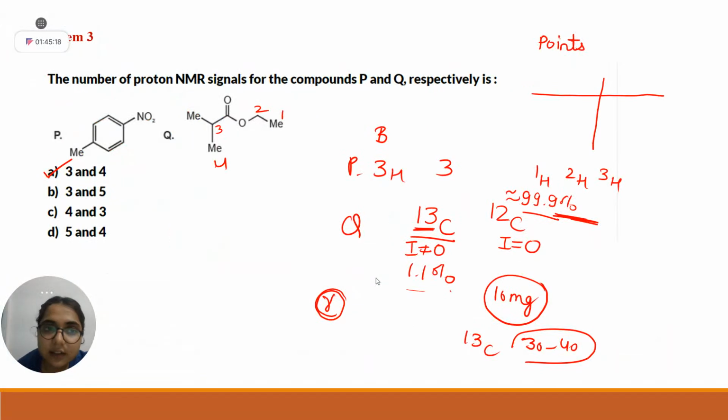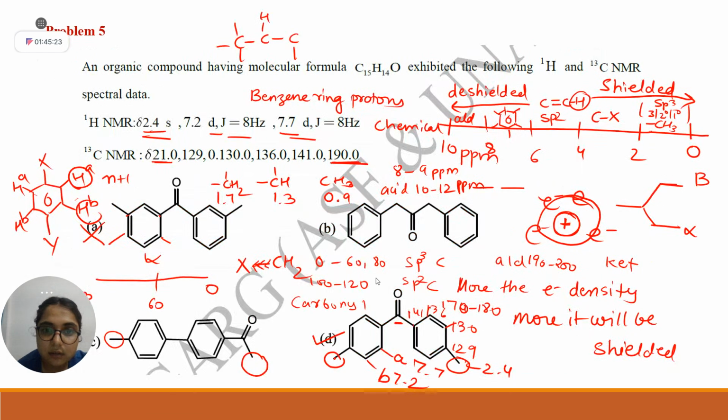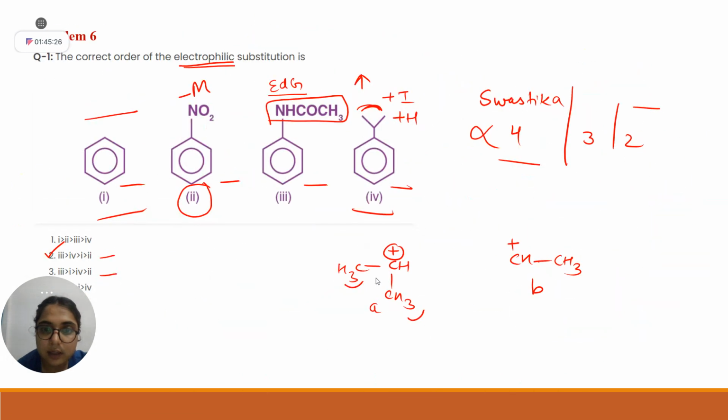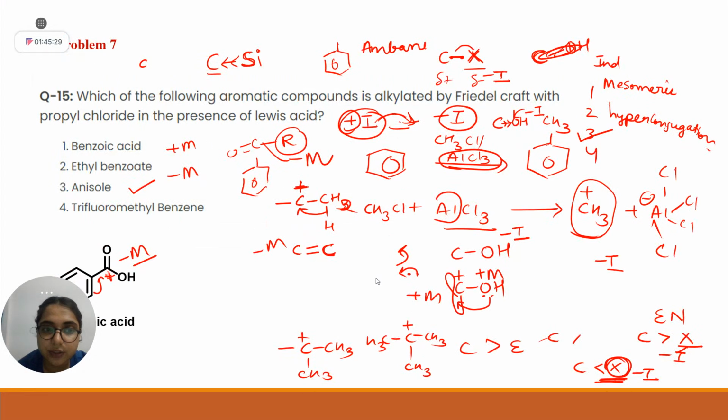You can all answer the number of proton signals and the number of 13C signals, right? And doubts in electrophilic aromatic substitution: in the next class, please brush up your concepts of inductive effect, mesomeric effect, and hyperconjugation, so you will be clearer in this chapter. If you know which group has which directing nature, you can easily tell where the incoming electrophile will come: at a position where electron density is more.